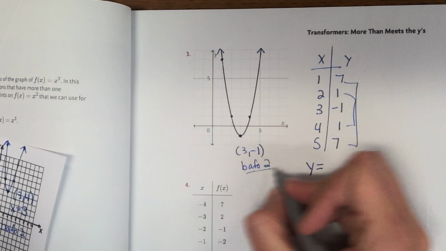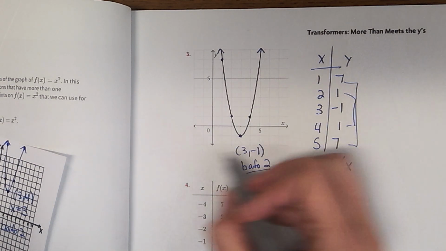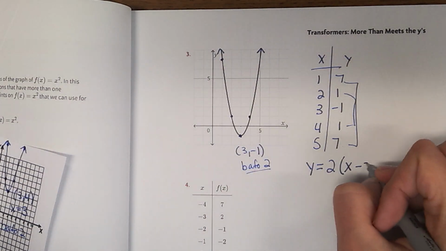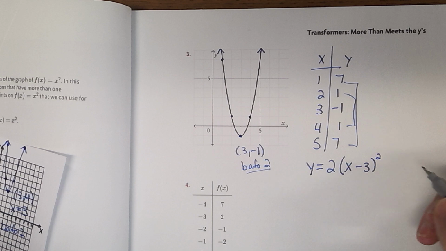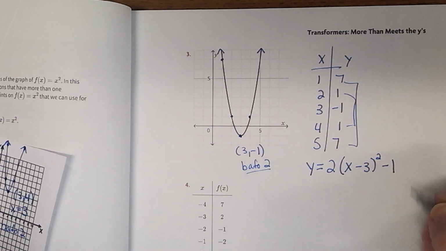We know it's been stretched by a factor of 2. That's going to influence my 2 out in front. It seems to be shifted over to the right. And so that's going to make this an x minus 3. And we also think it maybe has been shifted down. And so we're going to have a minus 1. So let's just make sure that works.